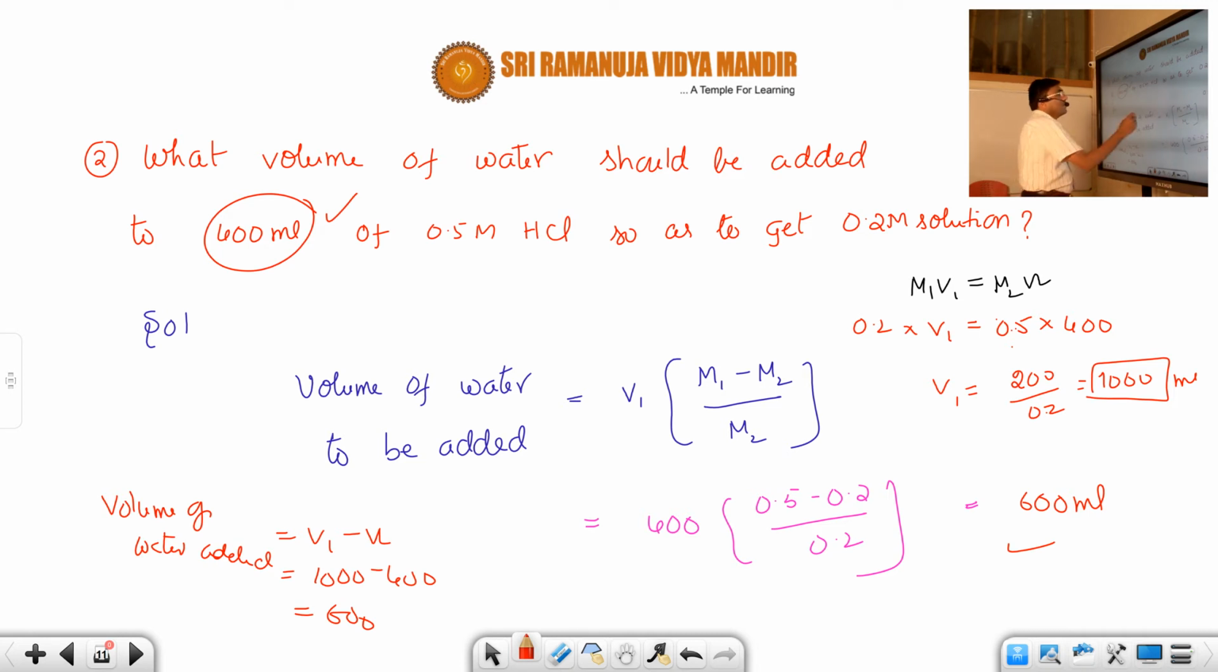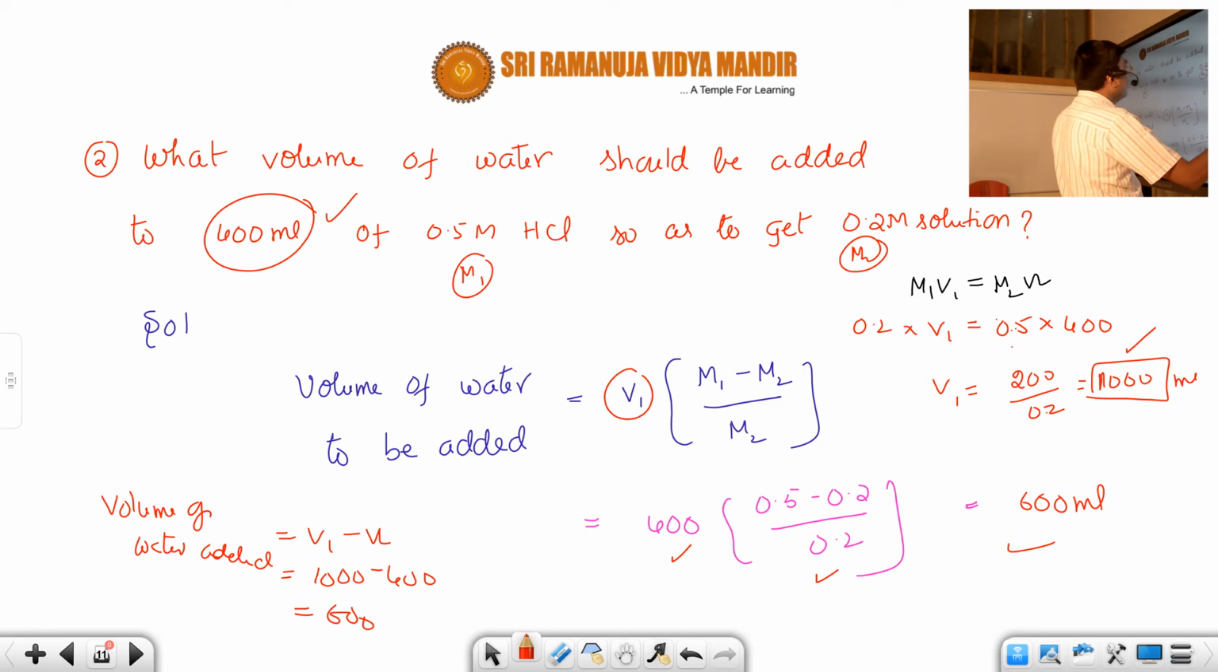Now see here, if you want to remember the formula, it is the same formula only: V1 into (M1 minus M2) by M2. So M1 minus M2 by M2 into volume. I hope you understood. This is the simple formula you can remember and employ. The basic understanding: first you got the volume, 1000 ml is there, minus 400, that is the volume of water to be added. I hope you understood, students.